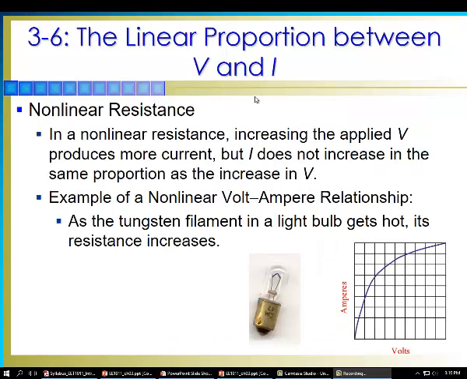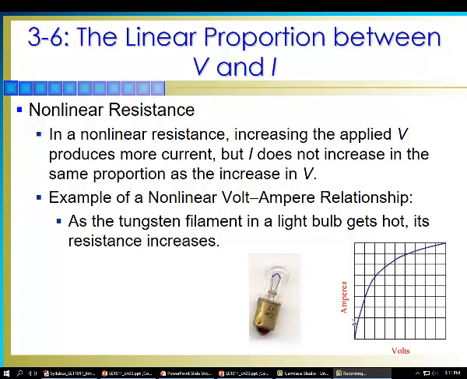There is also nonlinear resistance, meaning that the resistance values change. In a nonlinear resistance, increasing the applied voltage produces more current, but current does not increase in the same proportion as the increased voltage. It means that it will increase, but it will not be like the previous example where we saw that if the voltage increases by 2, then the current increases by 2. If it increases by 3, then the current increases by 3, because they're not linear. This is an example of something that is non-linear. See that this is not a straight line; it's a curve.